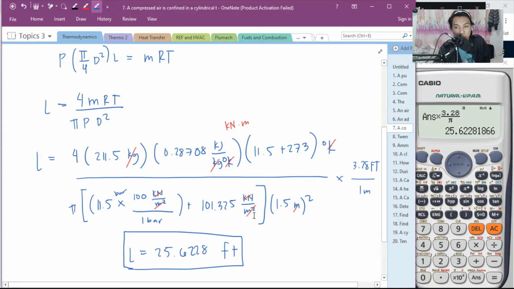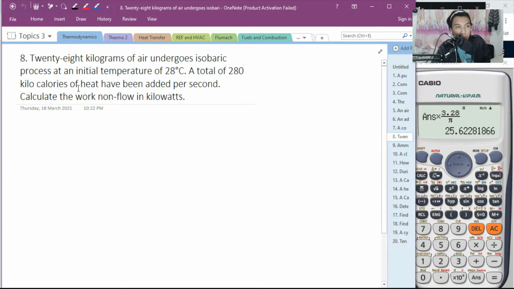How about number 8? 28 kilograms of air undergoes isobaric process at an initial temperature of 28 degrees Celsius. A total of 28 kilograms mass and a total of 280 kilocalories of heat have been added per second. So Q. Isobaric process. Okay, going back here.